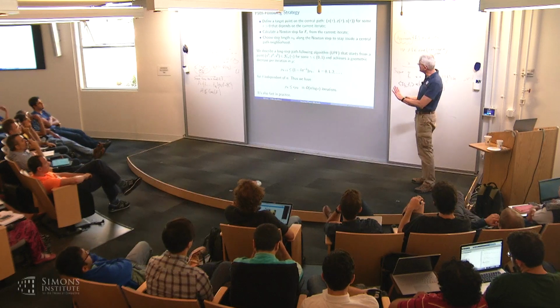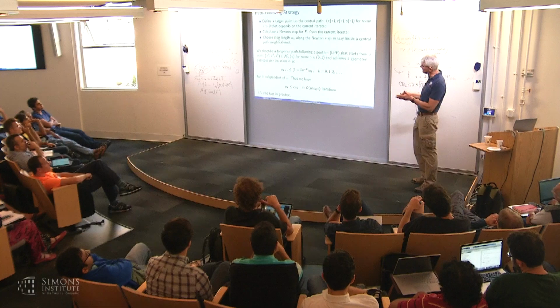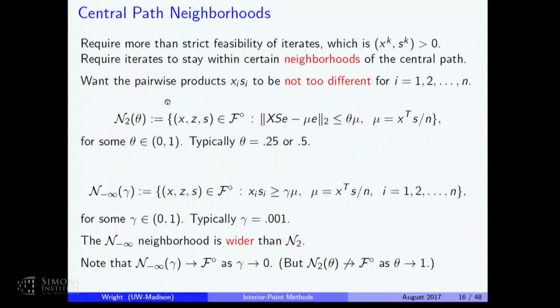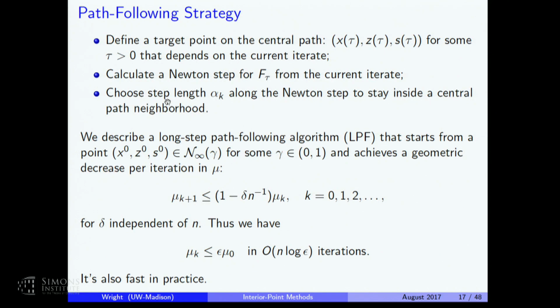Okay, so here's a strategy. Oh, I changed the notation here, sorry. But the idea is we define a target point on the central path. We pick a value of tau, which kind of defines a point that we're heading for. We take a Newton step based on that system of algebraic equations towards that value. And then we choose a step length to move along that direction. We choose that step length so as to stay in whatever neighborhood we've chosen.